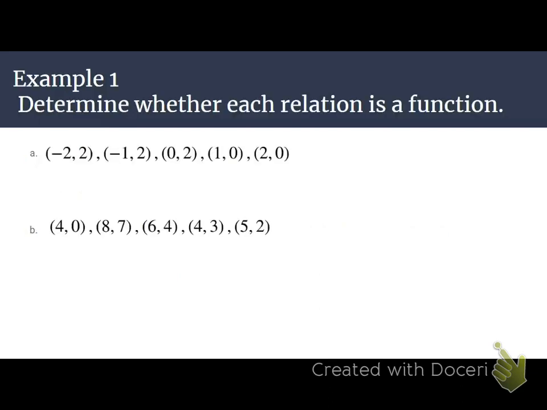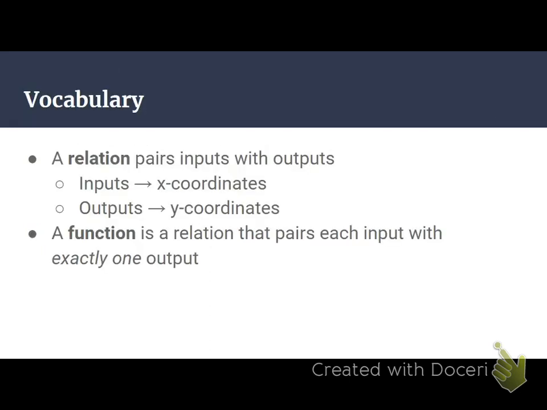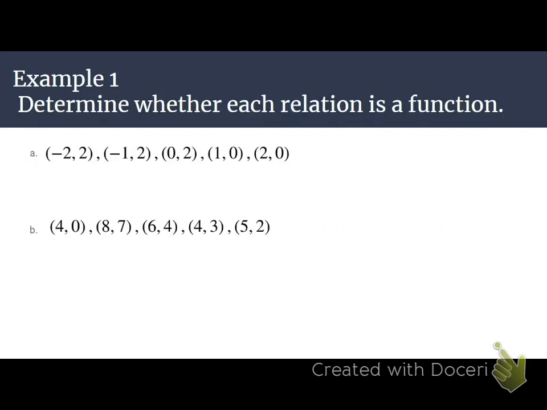So we are to determine whether each relation is a function or not. So on this first slide, we've got ordered pairs. Okay, so if we flip back and we think about it, each input goes with exactly one output. So each x goes with only one y. So if we look at this first one, we've got an x of -2 paired up with a 2. Do we have any other -2s for x's? No. Nope. So that one's fine.